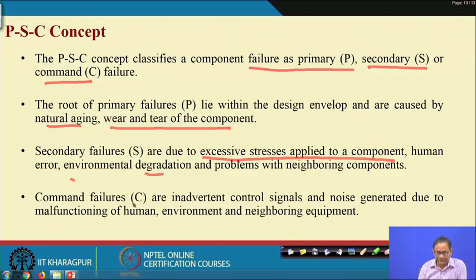What is a common failure? Suppose any component will work given a certain command from neighboring components.